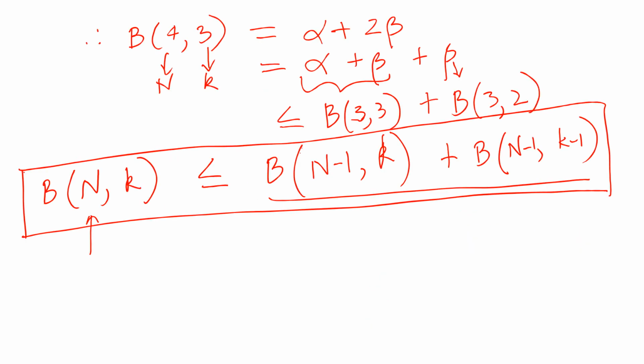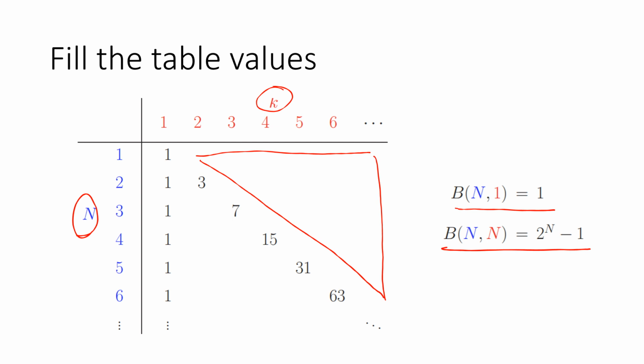If we go back here, we already have this equation, and using this, we have a recursive equation for the bound for B(n,k). And we can start filling the table values now, right? So let's actually do that. And how will that happen?